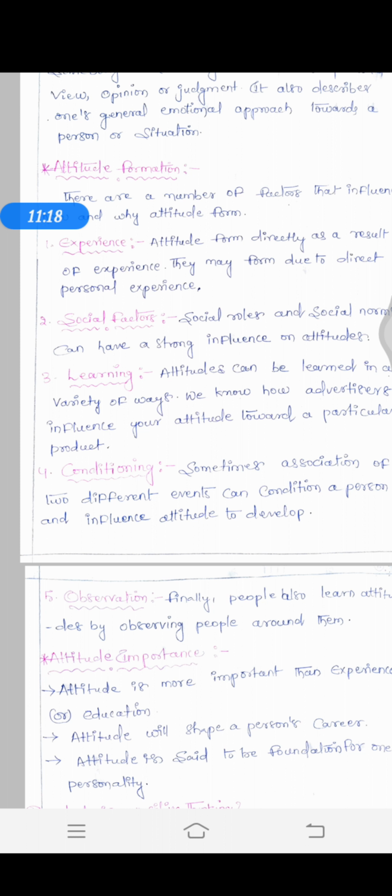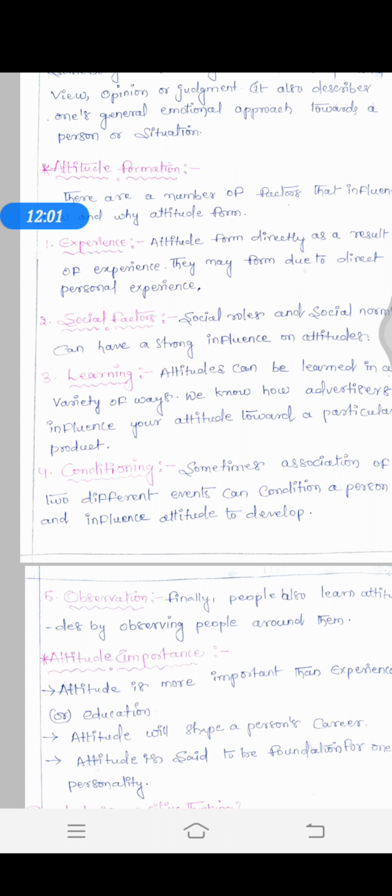If you do wrong in front of the children, they also do the wrongs. So, observing all of us in the surroundings, be careful. This is the attitude formations. How many formations are there? Five. One is experience, second one is social factors, third one is learning, fourth one is conditioning, fifth one is observing.